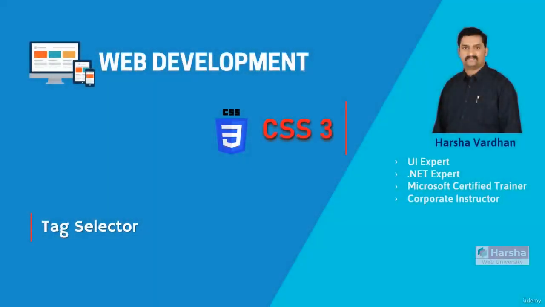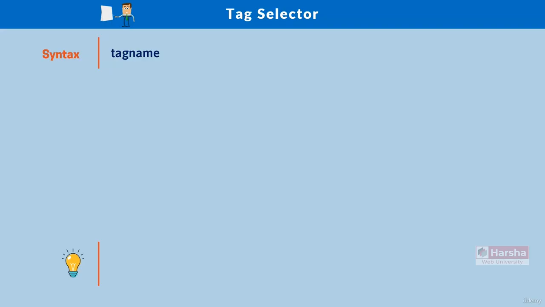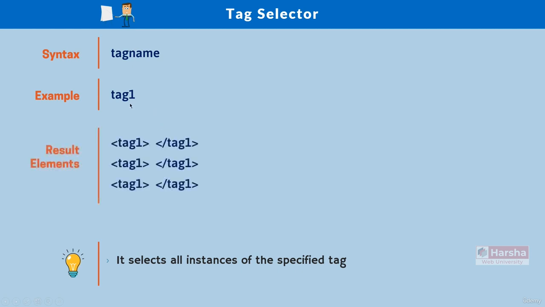I think you know about this tag selector already. It selects all the instances of this specific tag. Of course, we have used the same already in the previous lectures. Just recollect the same. So if you give the tag name as the selector, it selects all the instances of the specific tag. For example, if you write tag1, it selects all the instances of the specific tag1.